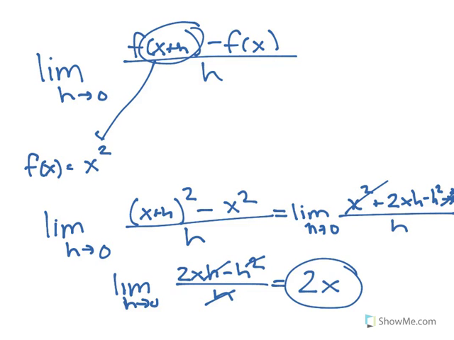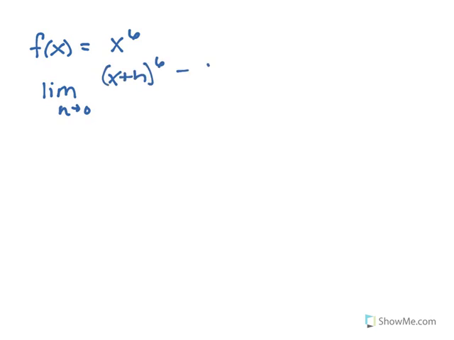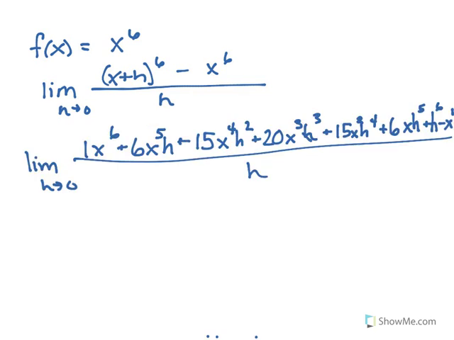Now, I'm going to show you the steps for a bigger one. So I'm going to set up the equation for when f of x equals x to the 6th. So it's going to be the limit as h approaches 0 of x plus h to the 6th minus x to the 6th over h. Now, this may look like it's easy, but I have to do x plus h to the 6th power. I'm not going to have you do that. I'm going to work all that out right now.